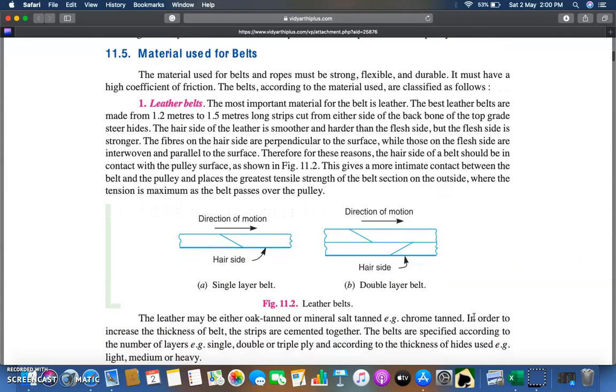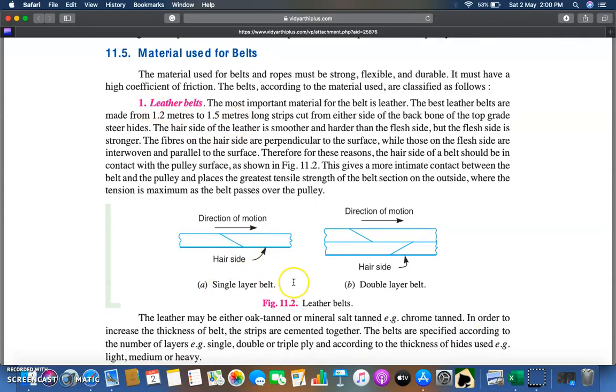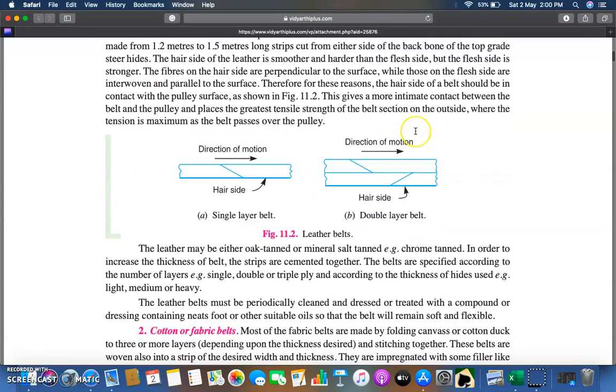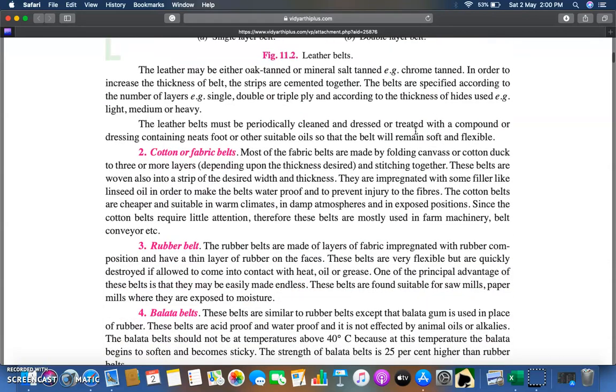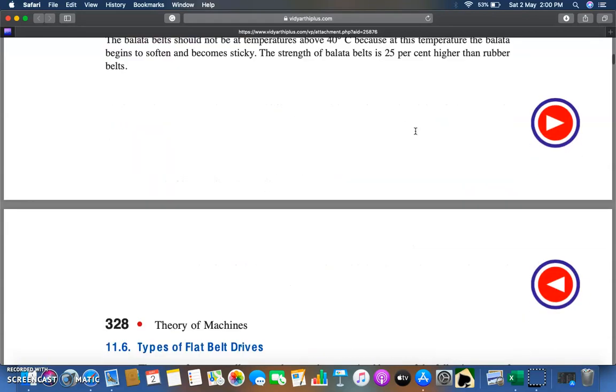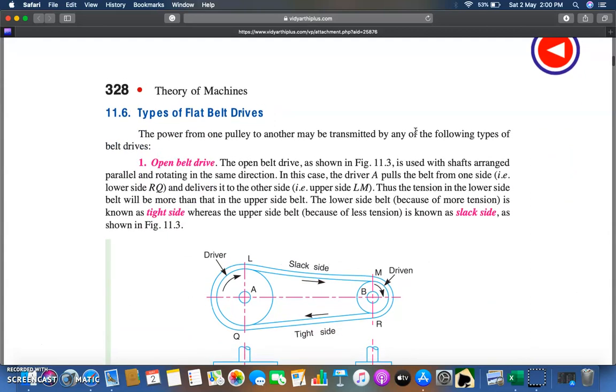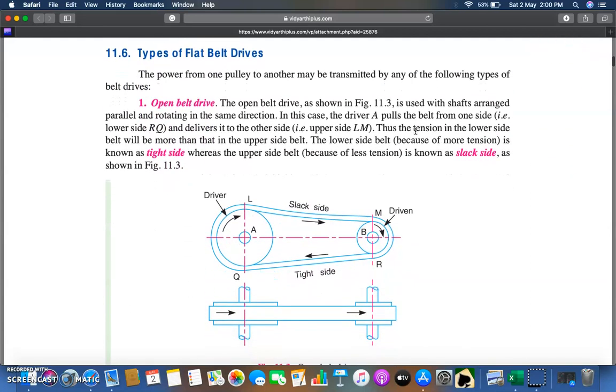Now, what are the materials used? This is the least consideration on your part: leather belts, which are single layer or double layer, cotton fabric belts, rubber belts, and balata belts. In your curriculum you have to study how to design belts. So your syllabus, or the main concern of your topic, starts from here, which is the open belt drive.